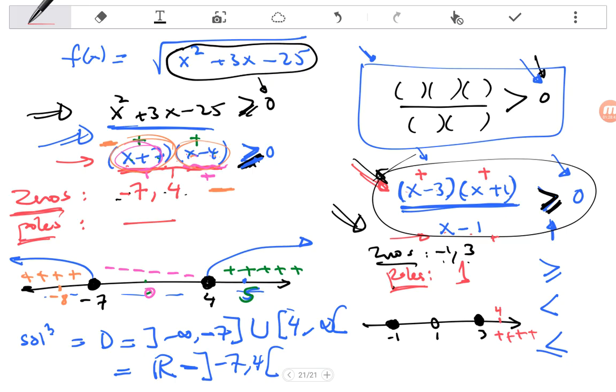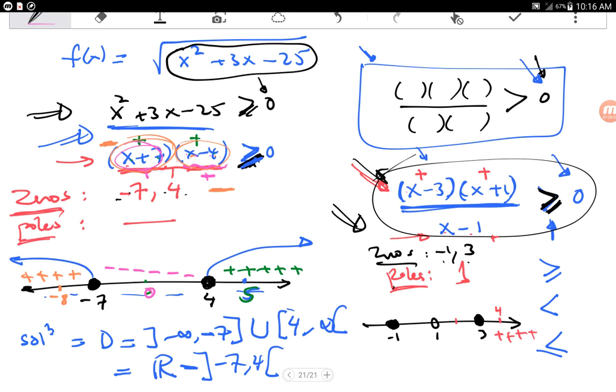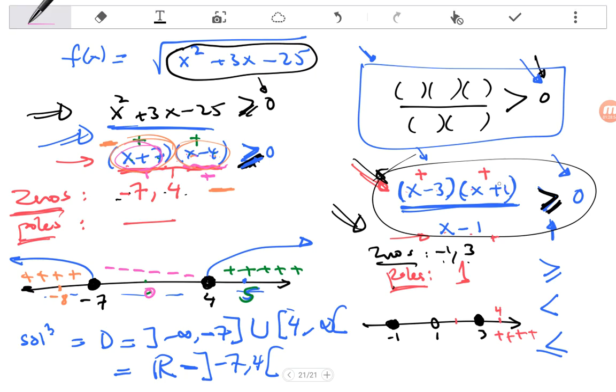From 1 to 3, I choose, for example, 2. So let's choose 2. 2 plus 1 will give me a positive. 2 minus 3 will give me negative. 2 minus 1 will give me positive. Positive times negative divided by positive will give me negative.